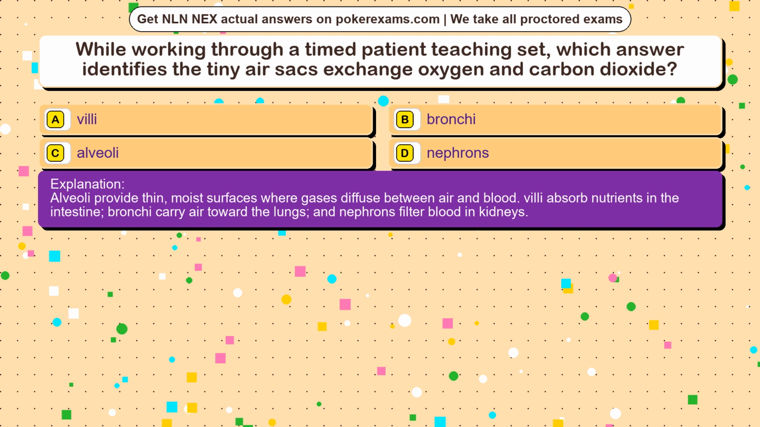Alveoli provide thin, moist surfaces where gases diffuse between air and blood. Villi absorb nutrients in the intestine, bronchi carry air toward the lungs, and nephrons filter blood in kidneys.